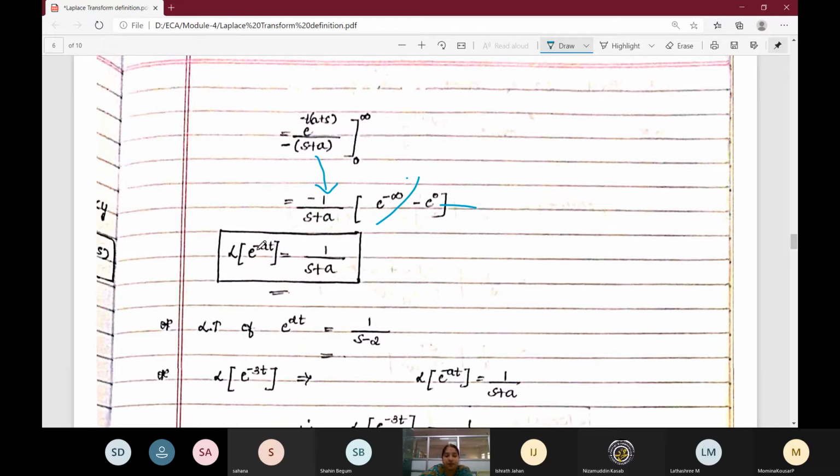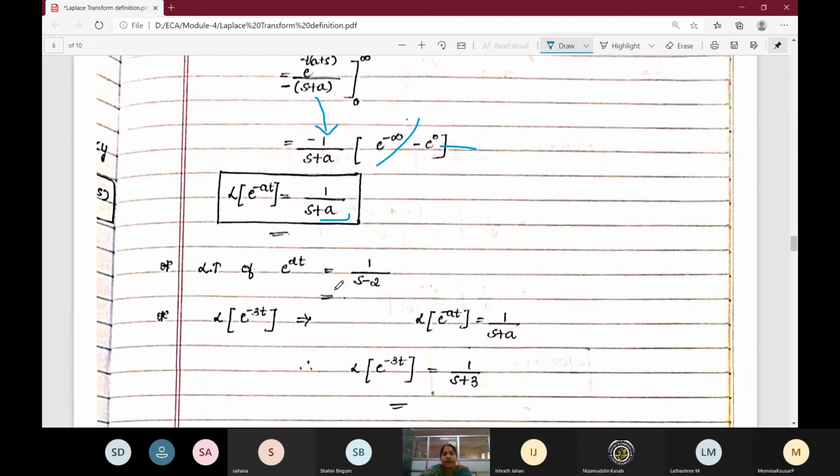See here, what you have to remember is, if they give minus a, it will be plus a here. If they give plus a, it will be minus a. So if they ask for the Laplace transform of e power 2t, it will be 1 divided by s minus 2, because it is plus 2, so it will be minus 2. Because the Laplace transform of e power minus at is 1 divided by s plus a. If it is the Laplace transform of e power minus 3t, it will be 1 divided by s plus 3. It is minus, so it is plus here.